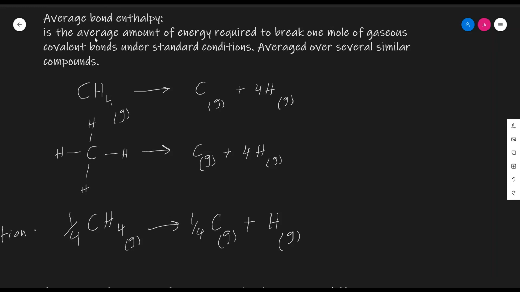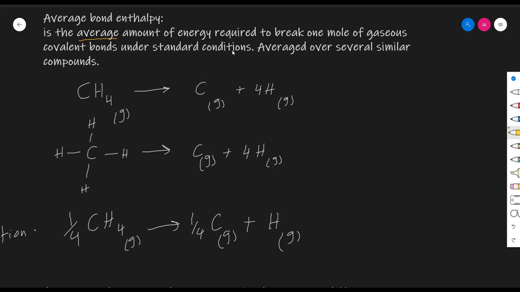Normally, in that first definition, we stated it is the enthalpy change when 1 mole of gaseous covalent bonds is broken under standard conditions. The only difference here is that we added the word average. Thus, it's the average amount of energy required to break 1 mole of gaseous covalent bonds under standard conditions. You would be awarded 1 mark for this.